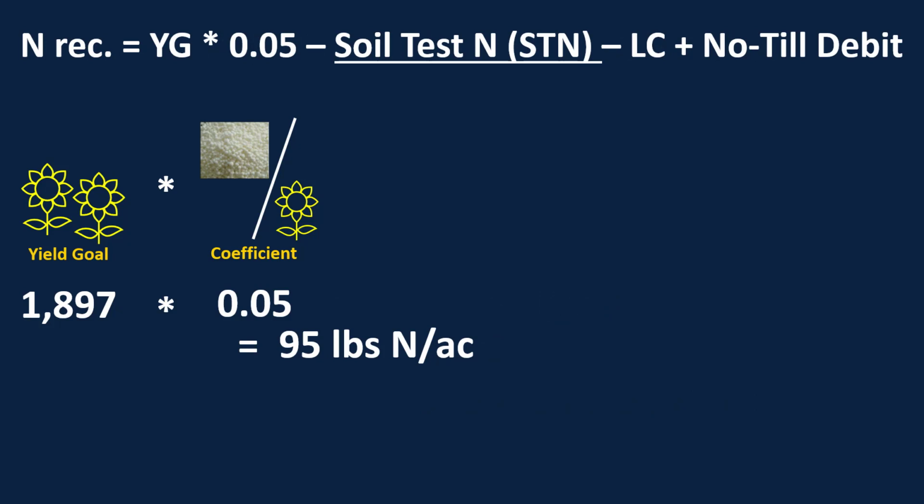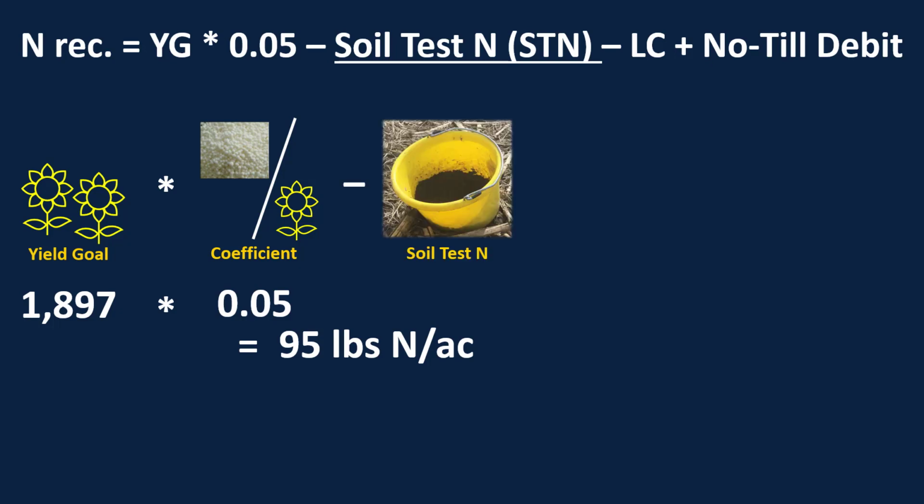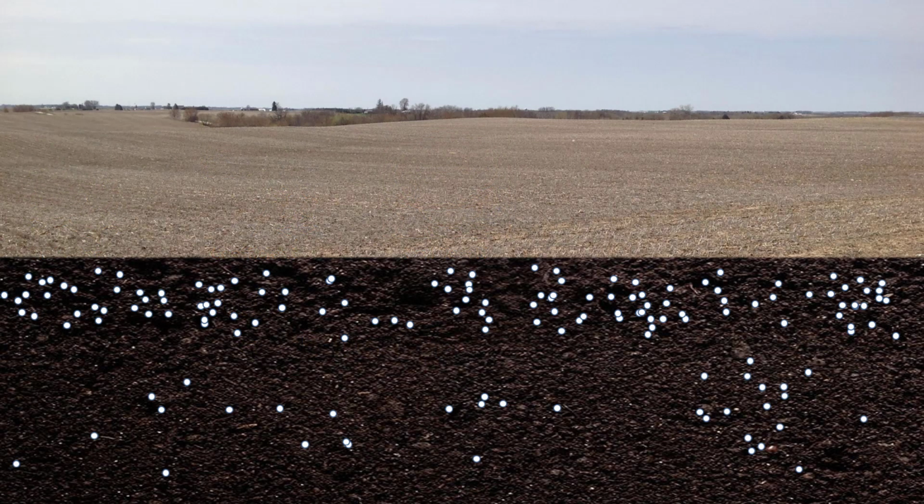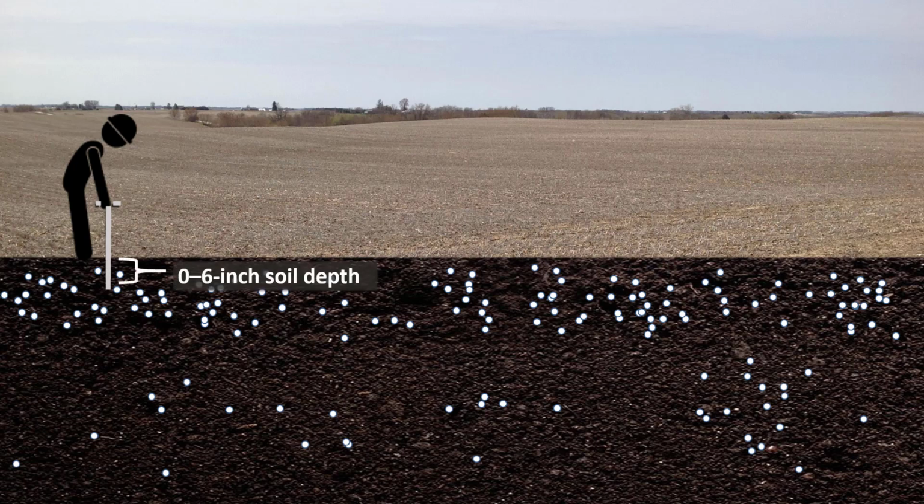So we take that recommendation, and next we're going to look at our soil test N, and this is a really important part of this recommendation. So we're going to go out into the field here. We're going to take our soil probe, we're going to go out, and we're going to take a soil sample. If we notice, the white dots represent our nitrogen fertilizer in our soil.